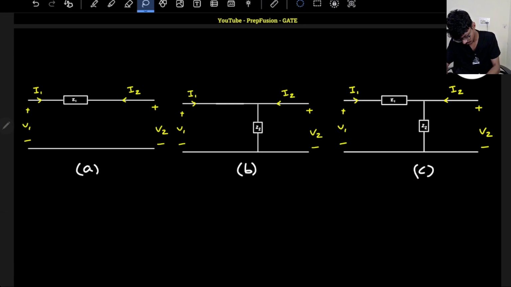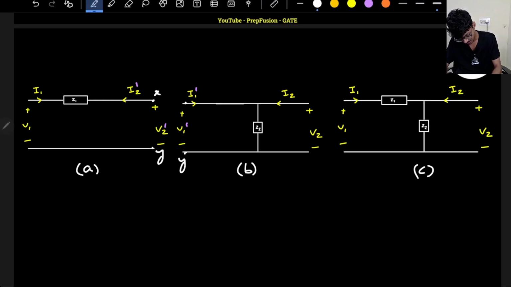Let me take this current as I2 dash, and this current as I1 dash, and this current as I2 only, that is fine. And this voltage as V2 dash, this was V1 dash. Okay, and let me name these terminals as X, Y. And this is also X, Y.